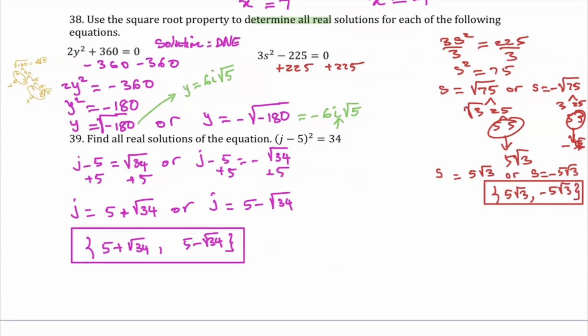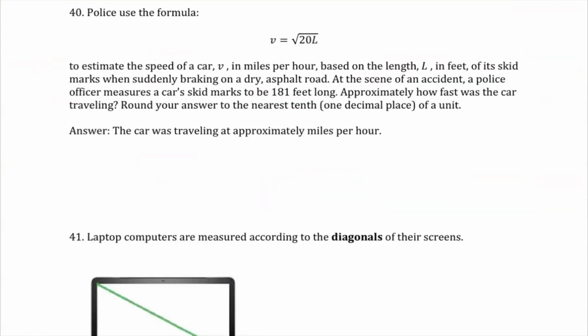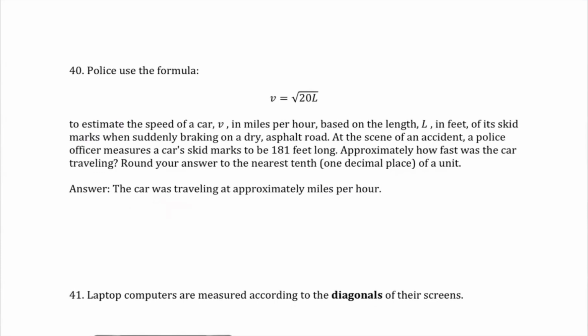And then now we're going to continue with two little problems that are applications. In these two applications, here we have to estimate, using the police formula, the speed of a car v in miles per hour based on the length L in feet of its skid marks when suddenly braking on a dry asphalt road at the scene of an accident.